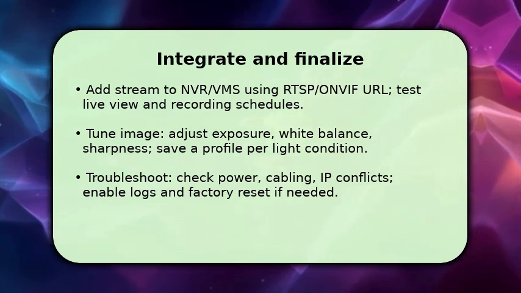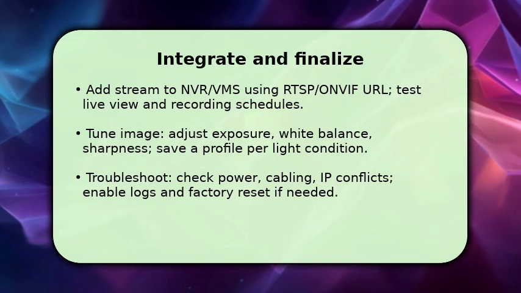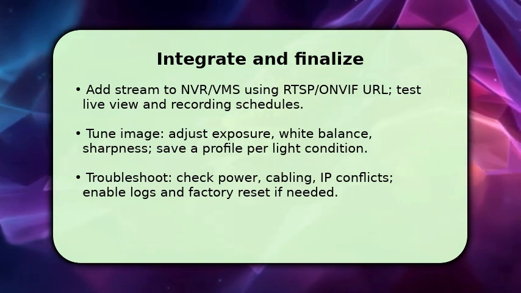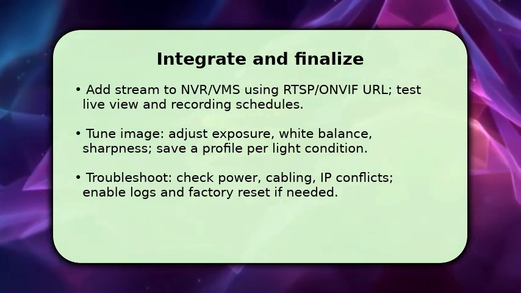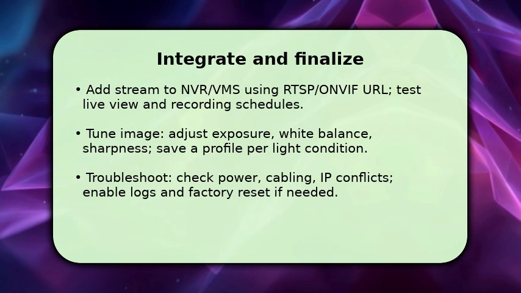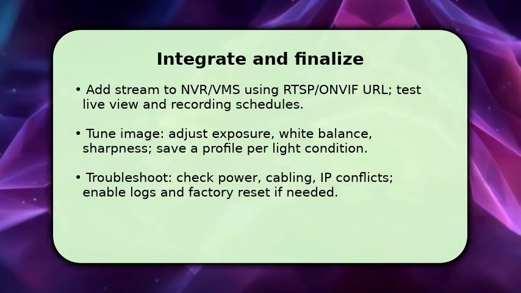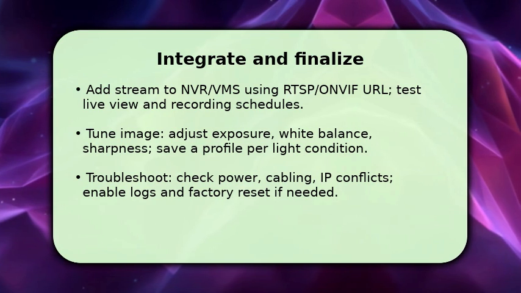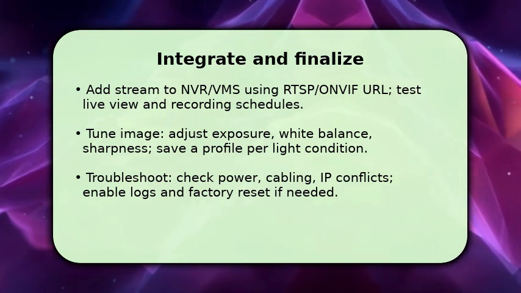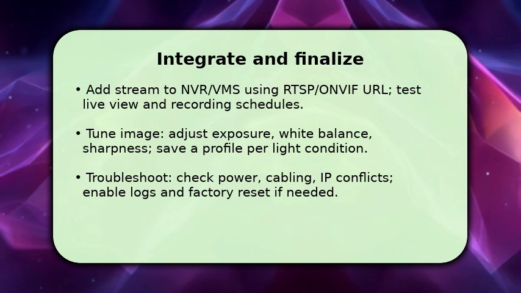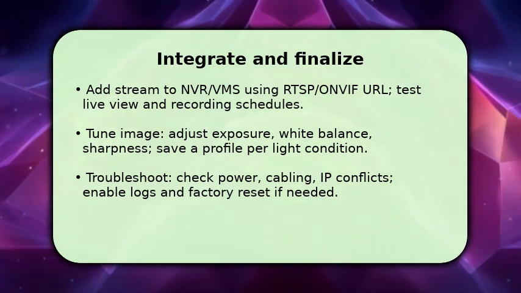Next, tune image parameters, exposure, white balance, and sharpness, and save profiles for day and night so you keep usable footage. Finally, test motion alerts and remote access. If something goes wrong, check power and BNC/CAT cable integrity. Confirm no IP conflicts, and enable device logs before a factory reset to preserve them.